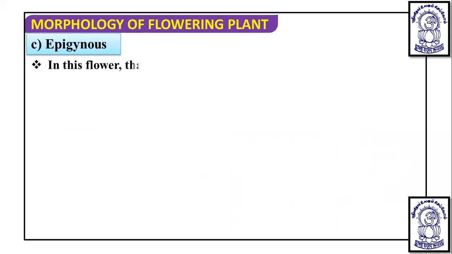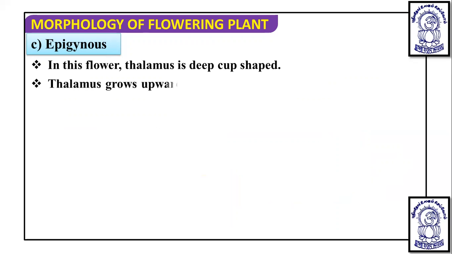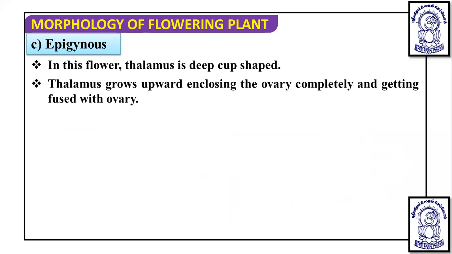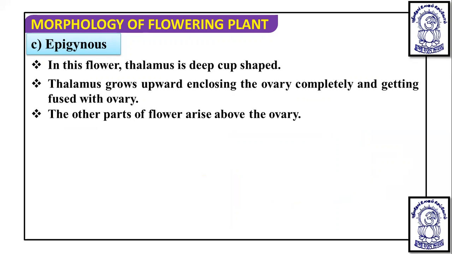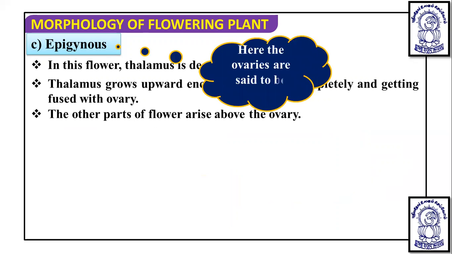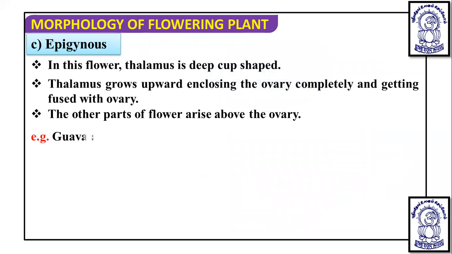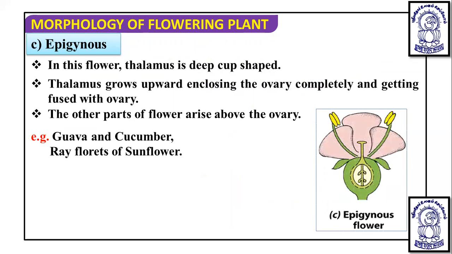Apart from this, epigynous flowers are there, and in the epigynous flower, the thalamus is deep cup shaped. It means the thalamus grows upward, encloses the ovary completely and gets fused with the ovary. So the ovary is found to be inserted within the thalamus, whereas the other parts of the flower arise above the ovary. Then this type of flower is said to have an inferior ovary. It can be easily understood by the example diagram, but the examples in which the epigynous or inferior ovary is found are guava, cucumber, and ray floret of sunflower.